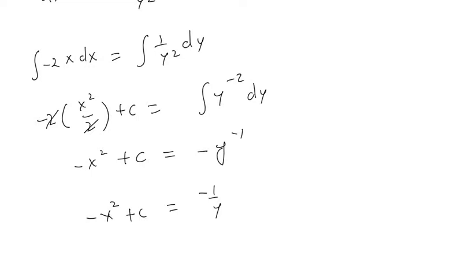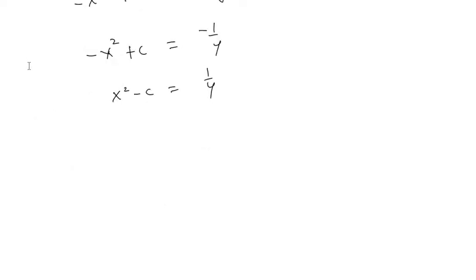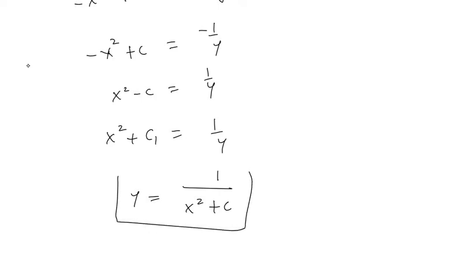plus c. From here you can multiply the whole equation by minus 1. You will get minus c equals to 1 by y. Now this minus c, you can write this as plus c1, and on this side you still have 1 by y. Now if I move y on this side, and if I do cross multiplication, I will have y on this side and x squared plus c on this side, and this is our solution.